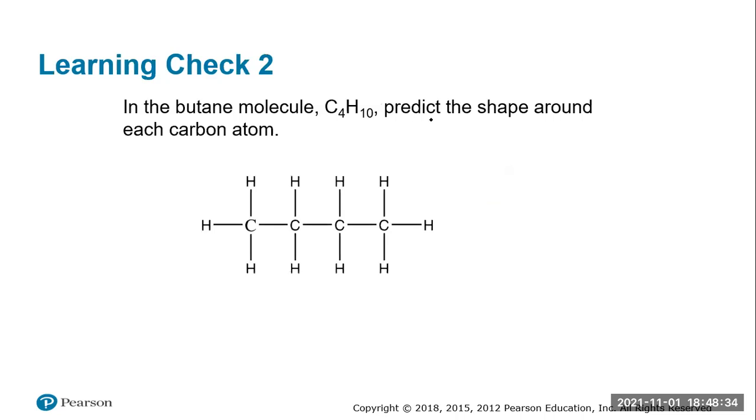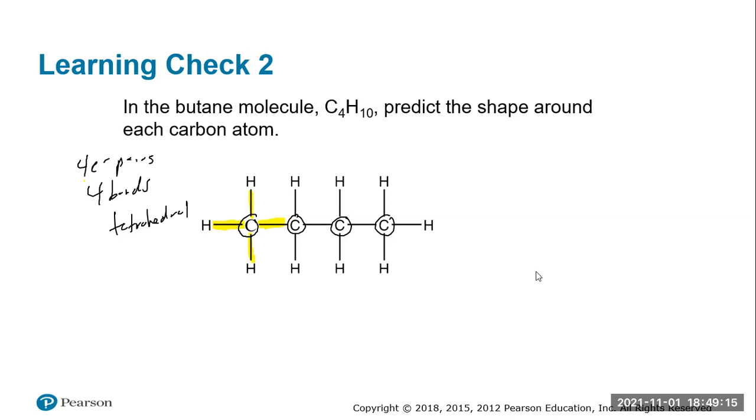So in butane, we want to predict the shape at each carbon, and let's take a look at this. If we look at this carbon here, this carbon here, this carbon here, or this carbon here, truthfully, it doesn't really matter. What you want to do is take a look at the carbon on the left there. It has 1 electron pair, 2 electron pairs, 3 electron pairs, and 4 electron pairs. That is 4 electron pairs and also 4 bonds. That is going to give that carbon a tetrahedral geometry.